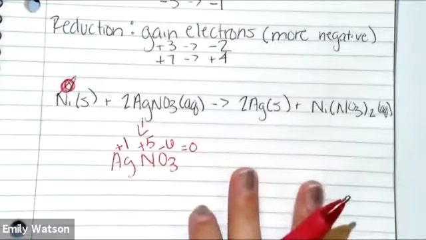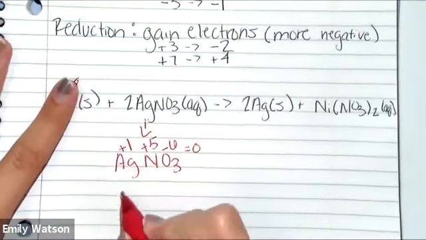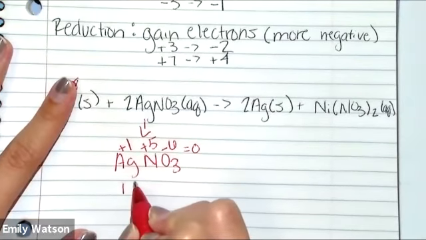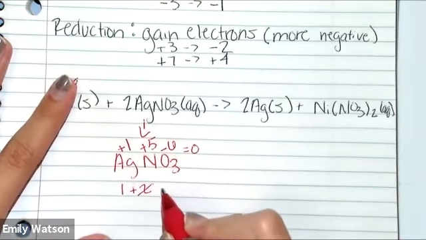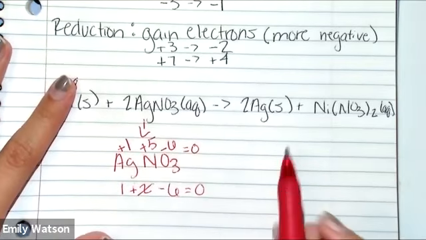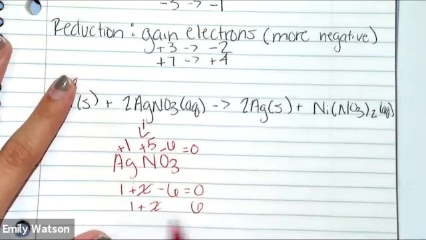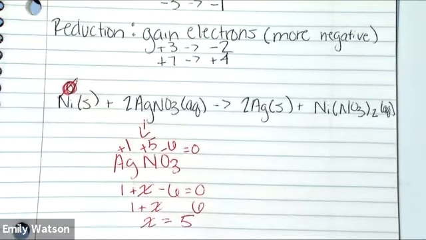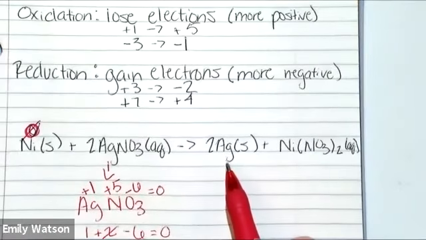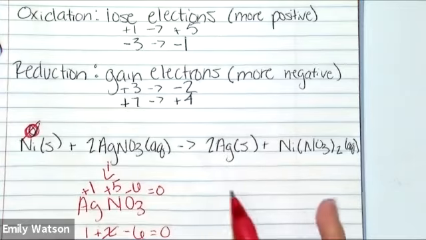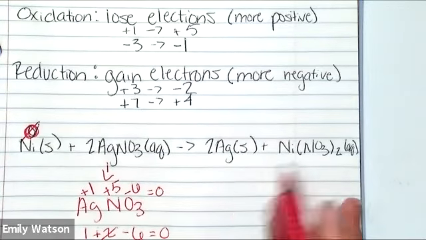You could also set this up like an algebra equation if that helps you more. So we have 1 plus x minus 6 equals 0. You add 6 over here, you get 1 plus x equals 6. Take away 1, you get x equals 5, right? If you work that out algebraically. Okay. What's the oxidation number of silver, solid, elemental state? 0.